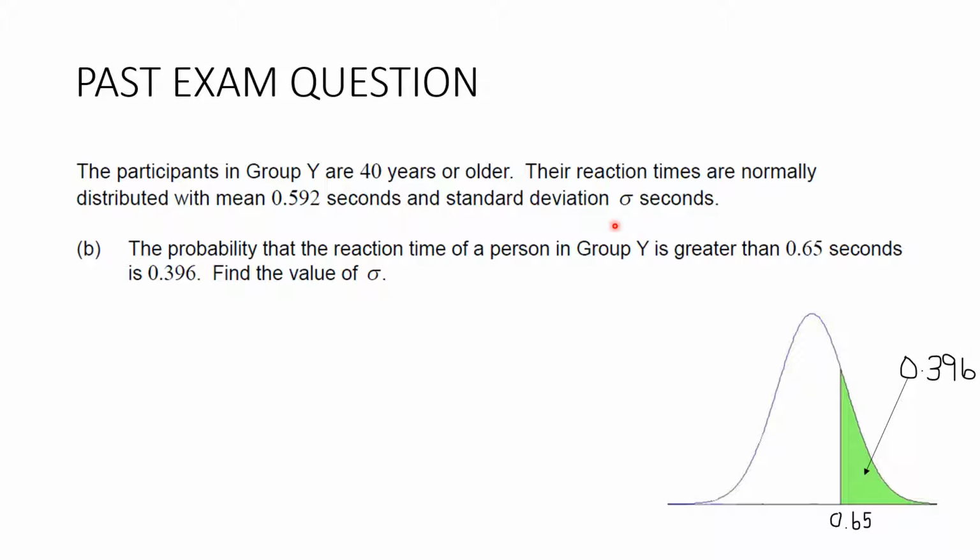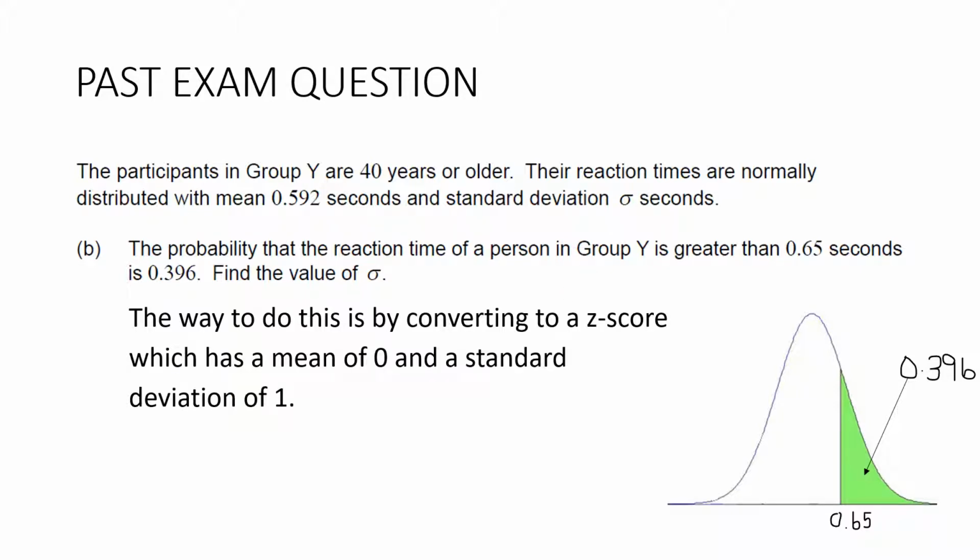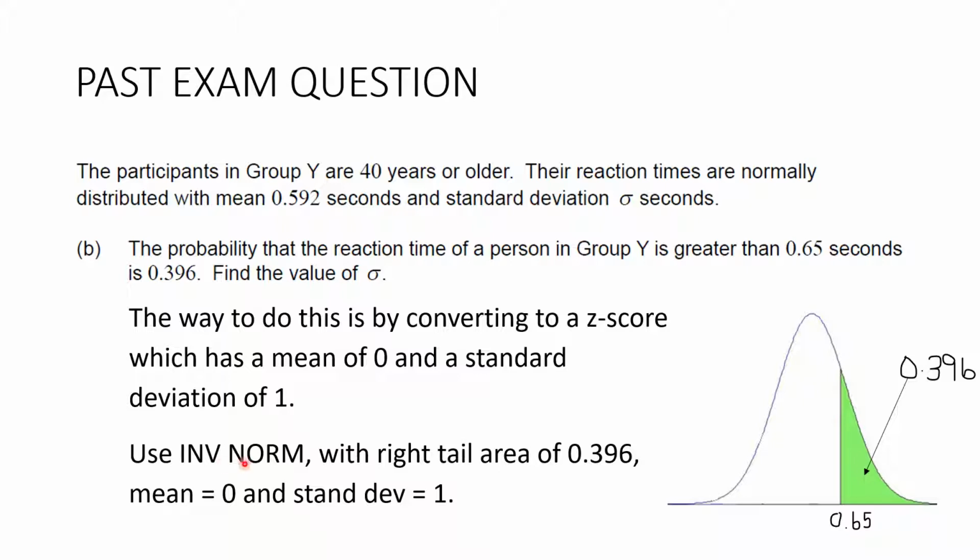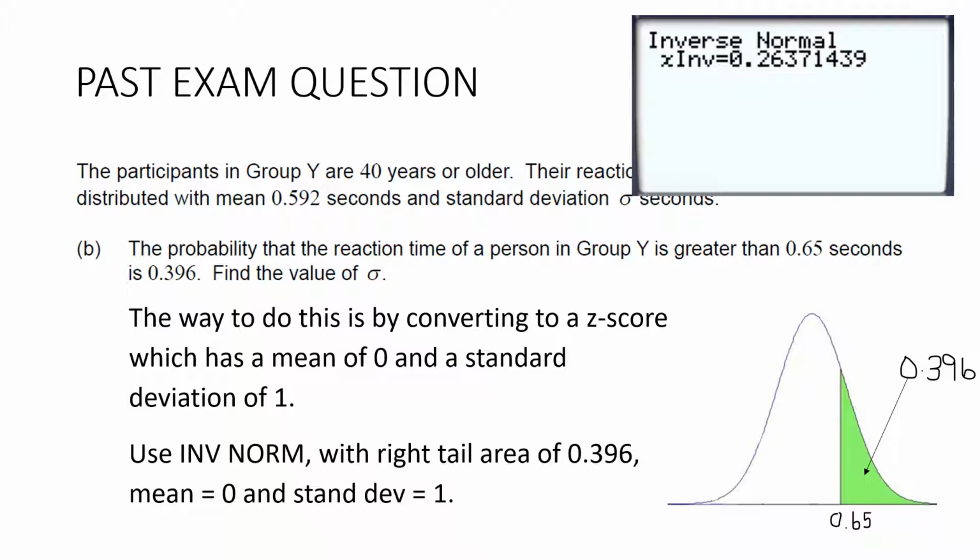So we can't even do inverse normal on it because you've got to put that in. So our only option is z-scores. The way to do this is by converting to a z-score, which has a mean of 0 and a standard deviation of 1. We're going to use inverse normal. This right tail area is 0.396. Mean is 0, standard deviation equals 1. And that's going to give us 0.2637. So that's now that point there as a z-score. Okay, so it's 0.2637 standard deviations above the mean.